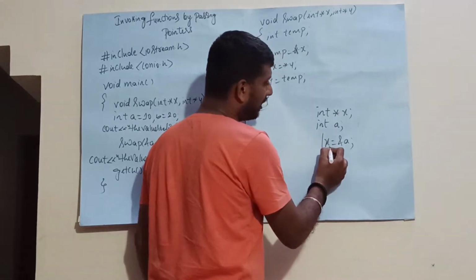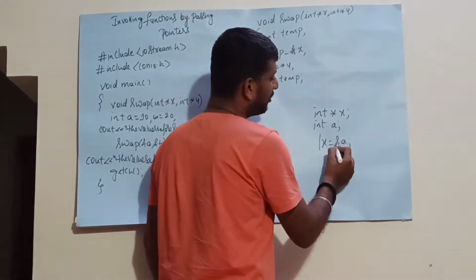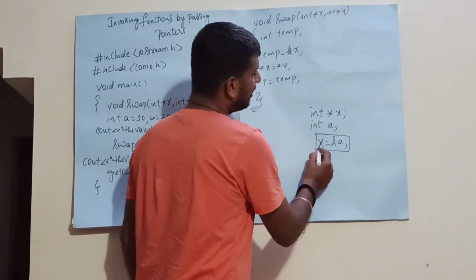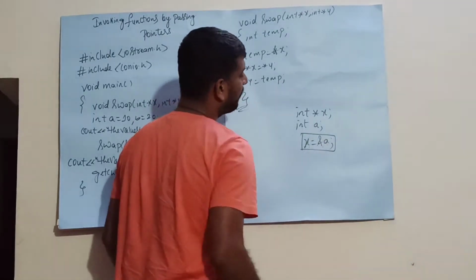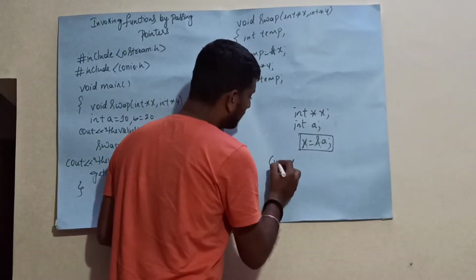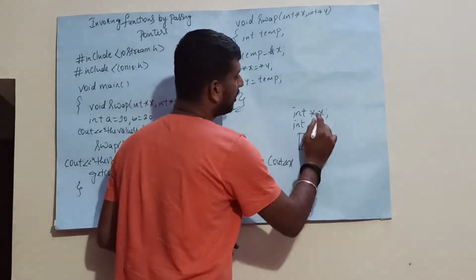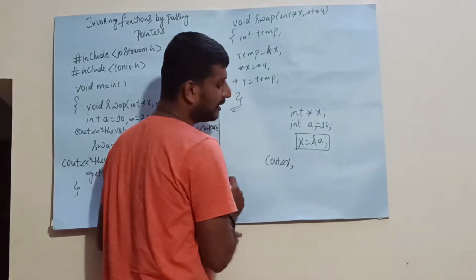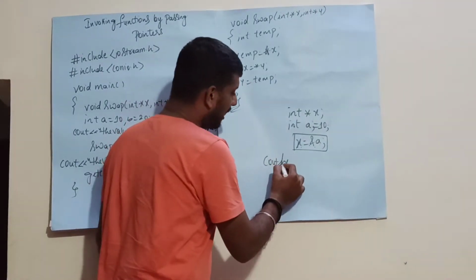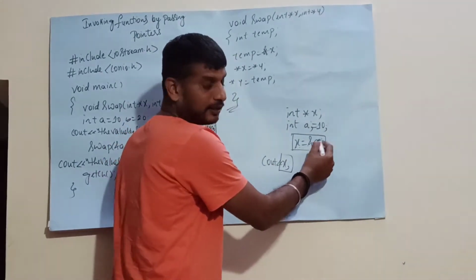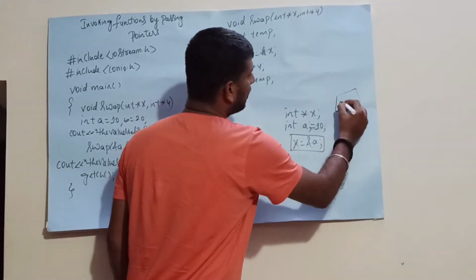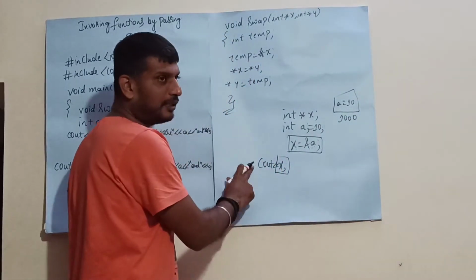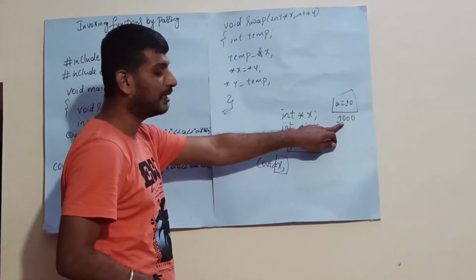So the pointer is nothing but x. x is a variable which stores the address of another variable, that is a. In this example, x is storing the address of a. Now I will just assign the value for this. If I display cout x, it will display the address. Let us consider that a is stored at an address 1000. So if I write cout x, it will display that address.